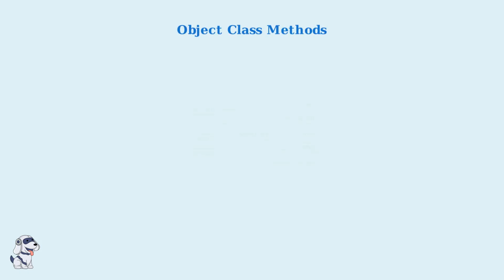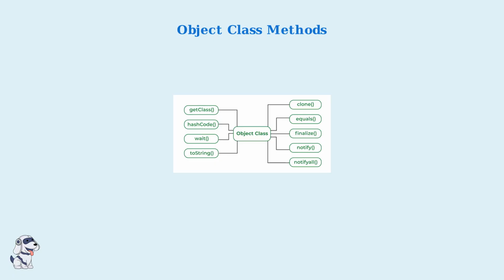Every class in Java inherits from the Object class, which provides fundamental methods that all objects can use. Understanding these methods is important for effective Java programming. Key methods include toString for string representation, equals for object comparison, hashCode for hash-based collections, and getClass for runtime type information. These form the foundation of object-oriented programming in Java.